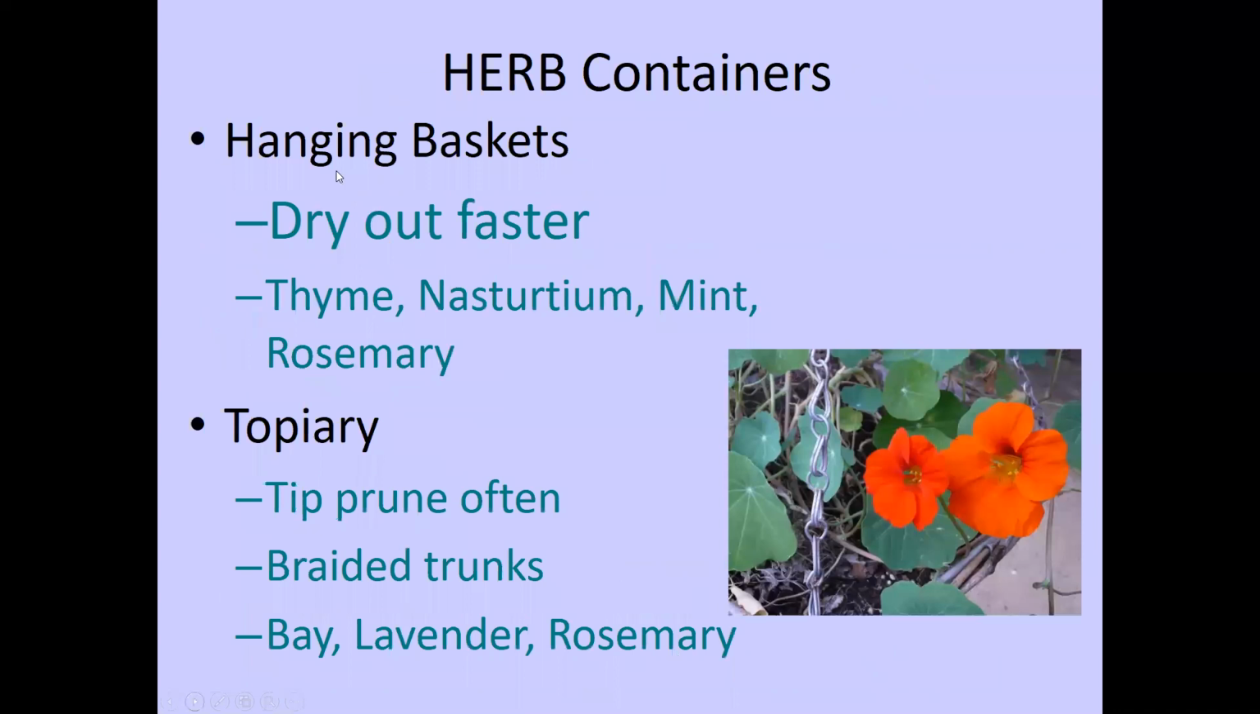The other thing that I've seen a lot of people put into hanging baskets are herbs. I gave you a few examples: thyme, nasturtium, and even mint and rosemary can be put into hanging baskets. So that's something fun to try. As with containers, hanging baskets are most definitely going to dry out quicker, so they will need more care and more water. And if you're really feeling spunky and excited about herb gardening, you can also try topiaries. These end up being beautiful. Things like bay, lavender, or even rosemary can be used as a topiary.